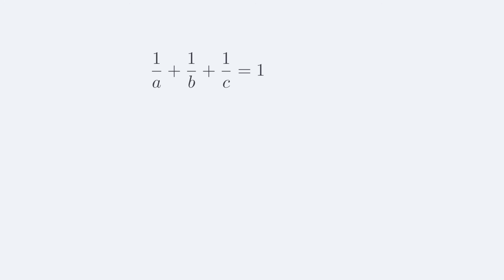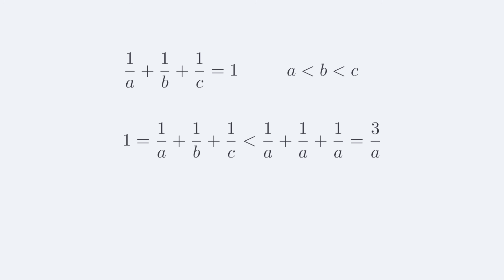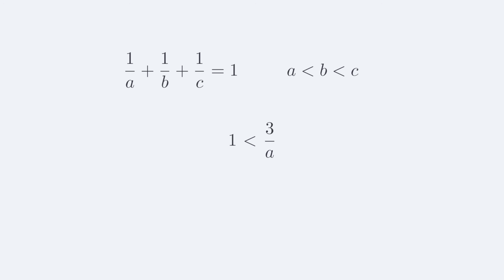Without loss of generality, let's assume that A is less than B and B is less than C. We have an inequality to bound the value of A. A is an integer greater than 1 but less than 3, so A has to be 2.